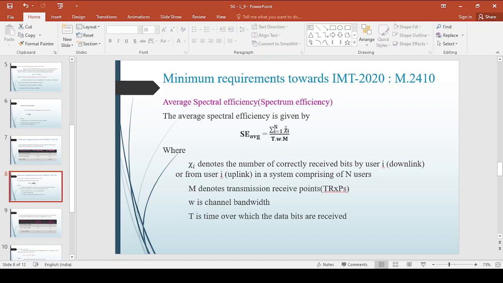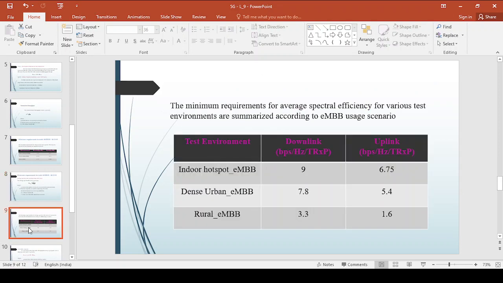Now if a system has n users, xi denotes the number of correctly received bits by user i, either in the downlink or in the uplink. T is the time over which the data bits are received, w is the channel bandwidth, and m is the number of transmission and receiving points, right. Now we will see the minimum requirements of average spectral efficiency in three different test environments, as we have seen in the previous slide also: indoor, dense urban, rural, right.